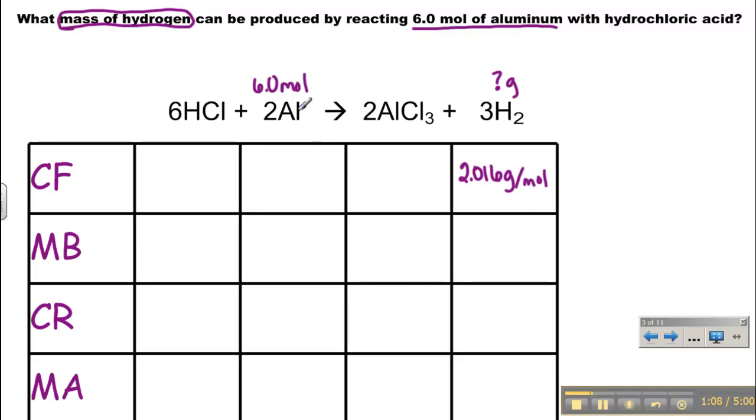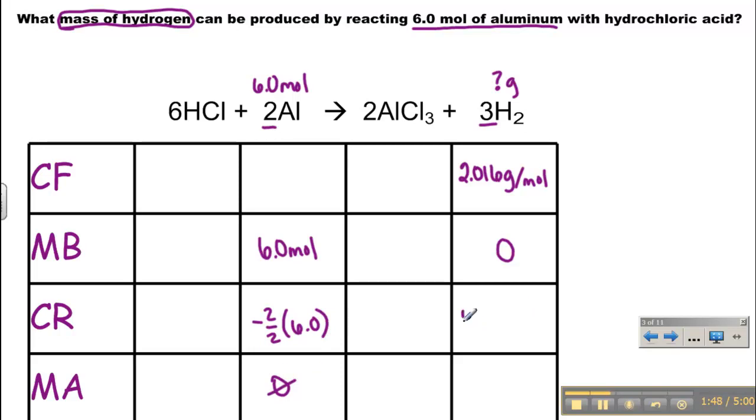So 6 moles is what we start with before our reaction takes place. So we put our 6 moles in our moles before box. And remember that we start with 0 moles of hydrogen. Now we're going to do our change during our reaction, which is our mole fraction. Okay, remember those numbers come from your coefficients. And we know that we're going to end up with 0 moles of aluminum. So we're going to lose all 6 moles and end up with 0 moles of aluminum.